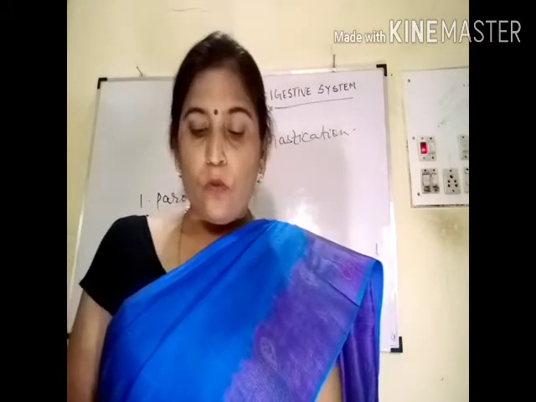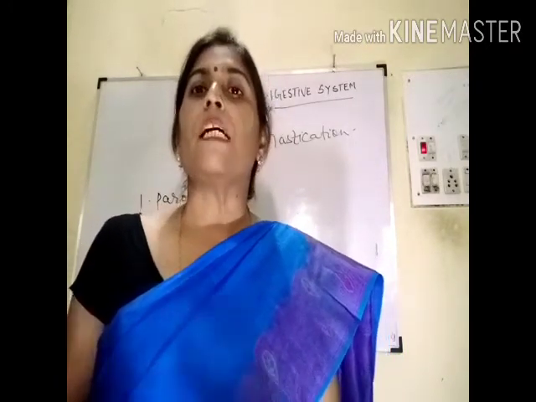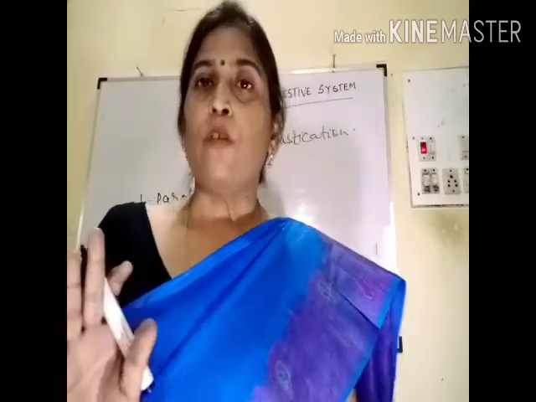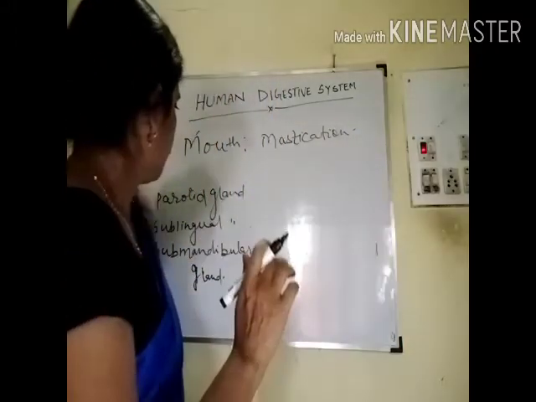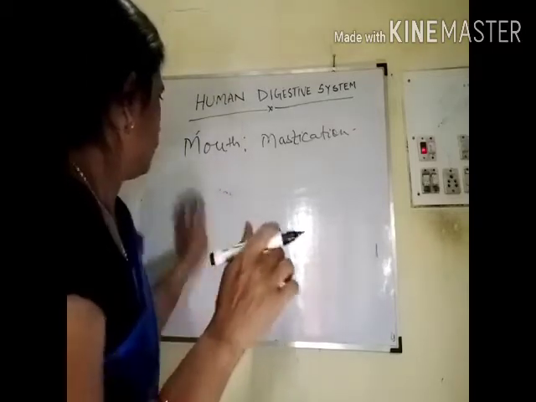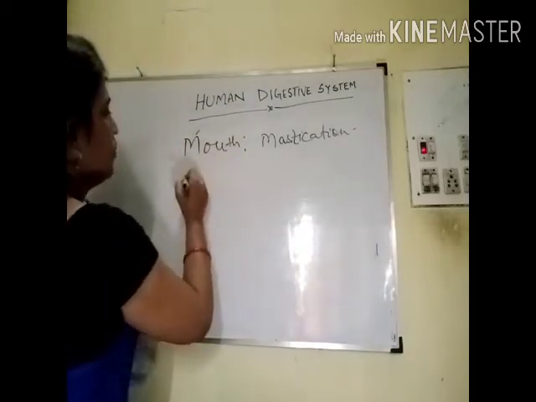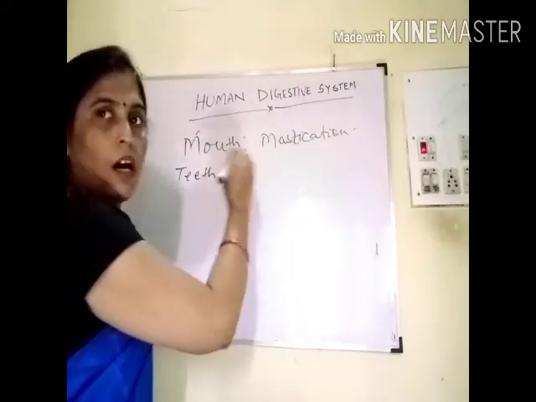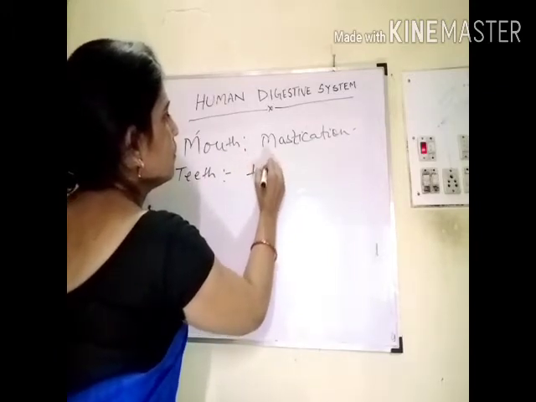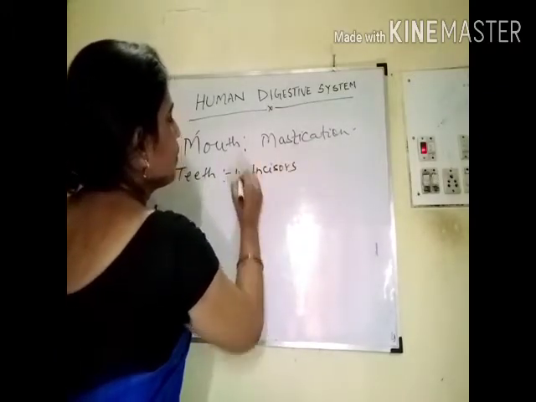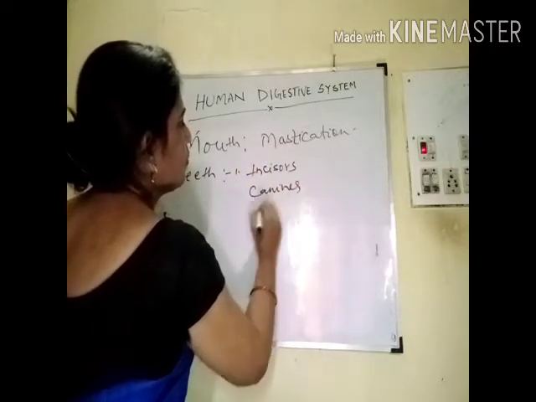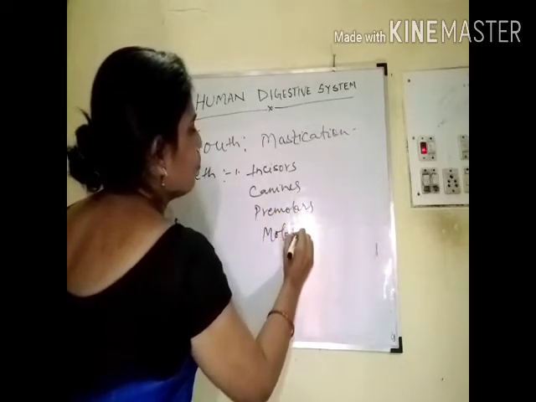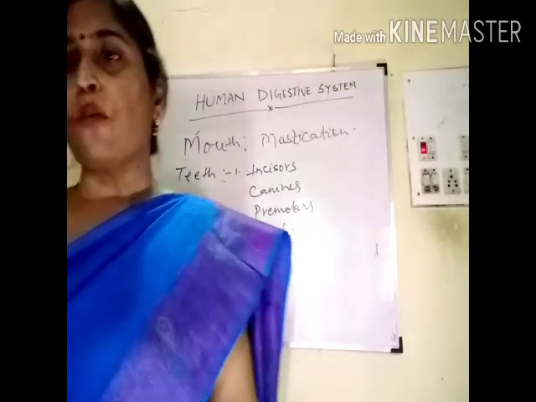Now we have four different types of teeth. I think everyone knows what the four different types of teeth are. They are bony structures and they are hard. The four types are incisors, canines, premolars and molars. So these are the four types of teeth present.